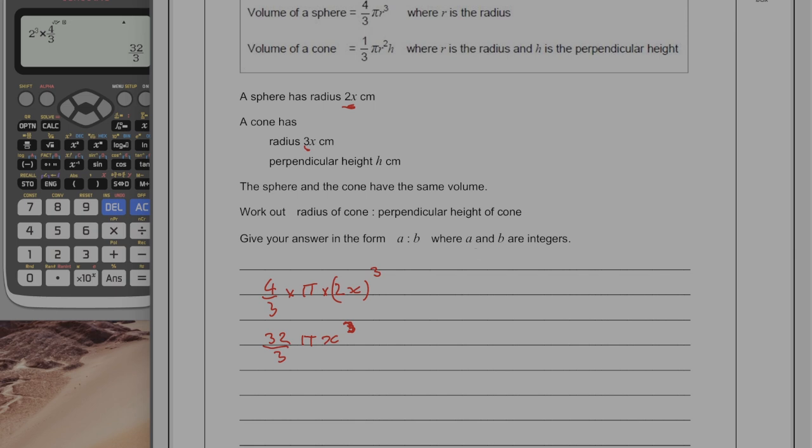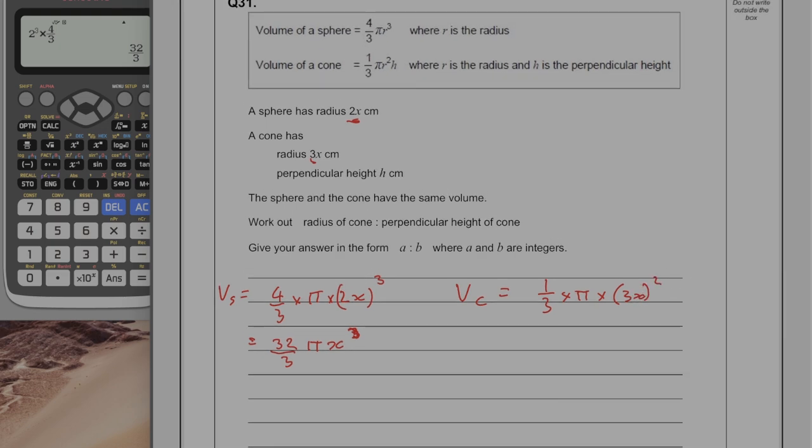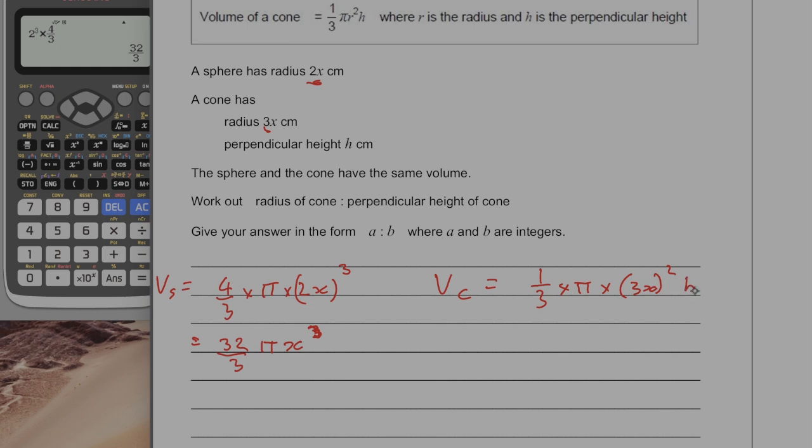The volume of the cone then, so I'll put VS for that. And then the volume of the cone, VC, is going to be equal to 1/3 times by pi times by r squared, so times by 3x squared times by h. Right, so that's going to be 9 divided by 3 is 3, so that would be 3 pi times x squared h.